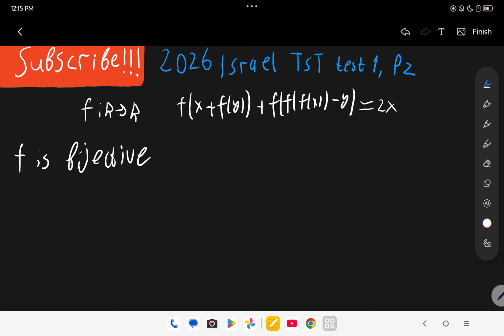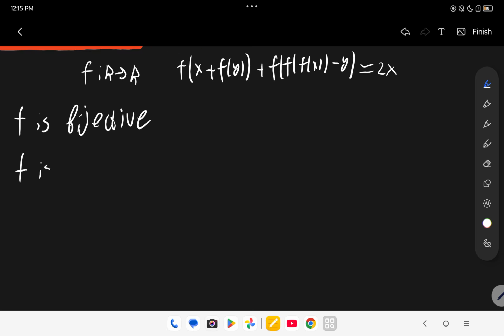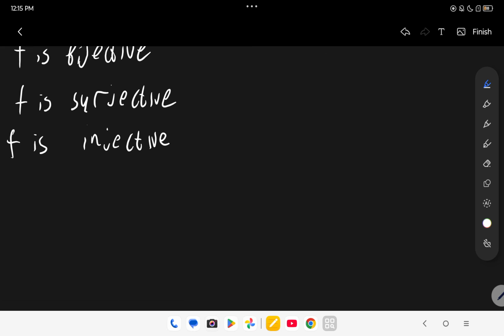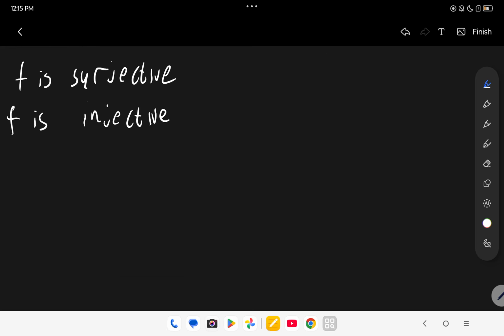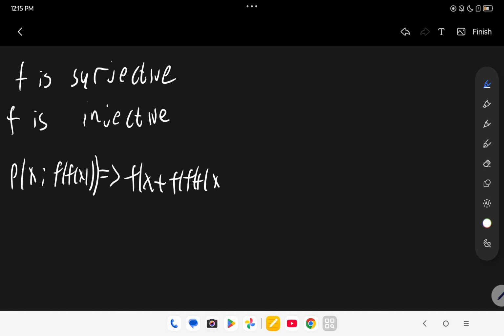So for this we will need to prove that f is surjective and f is injective. Okay, so for the surjective part, we will put this in and we will get that f(x) plus f(f(f(x))) equals 2x.